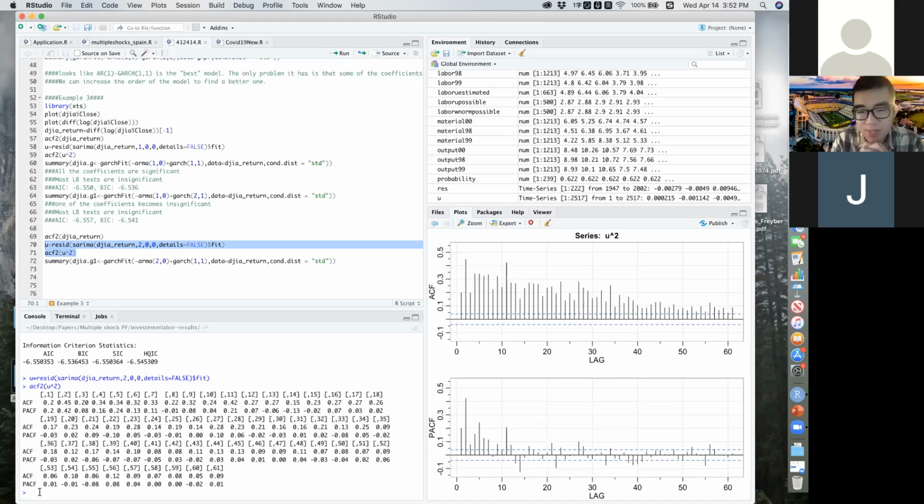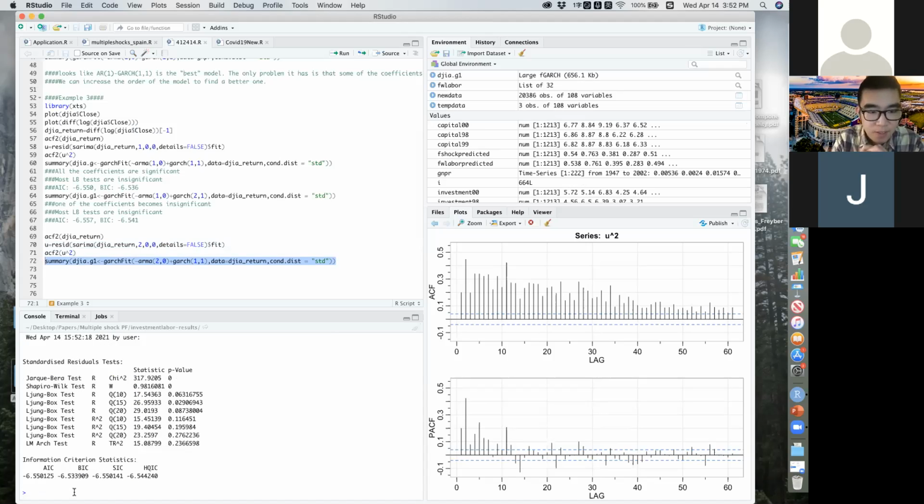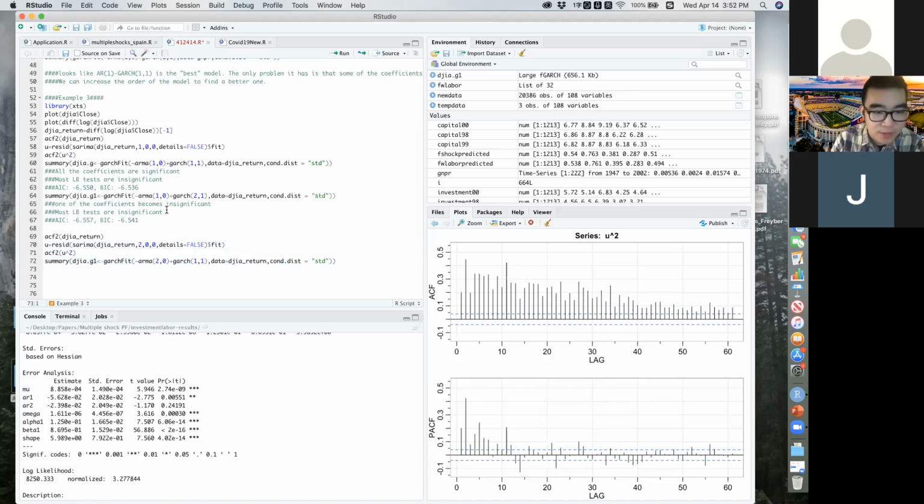Okay, so the ACF and the PACF plot of the residual square again suggests that this looks like a GARCH model. It's definitely not an ARCH model because we see both the ACF and the PACF tail off. So I go with this ARMA(2,0)-GARCH(1,1) model. Okay, and this is what I got. So let's first check the coefficients. It looks like the AR2 coefficient is insignificant.